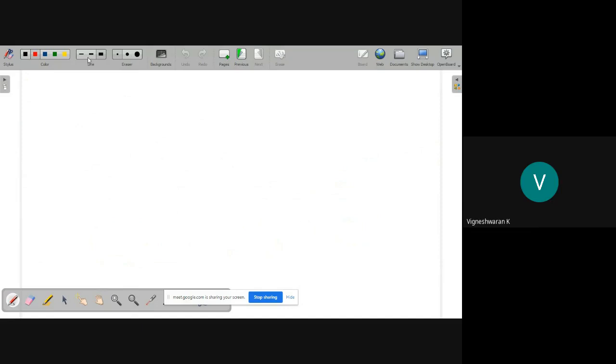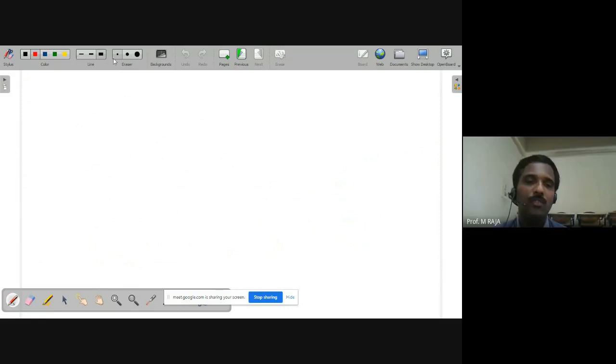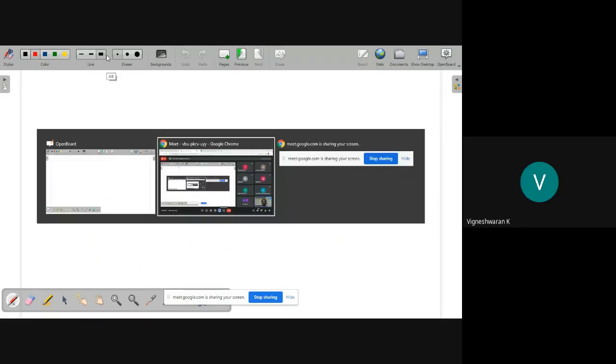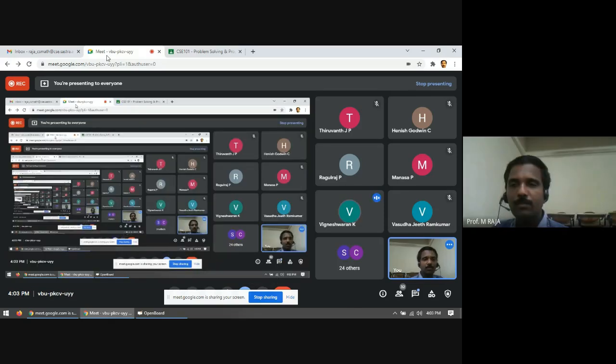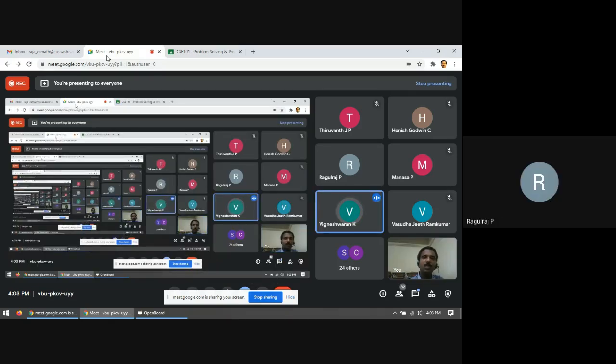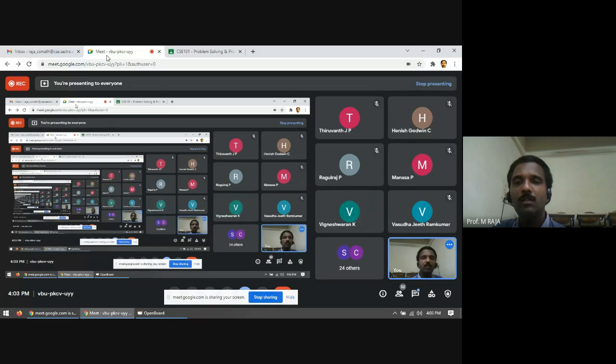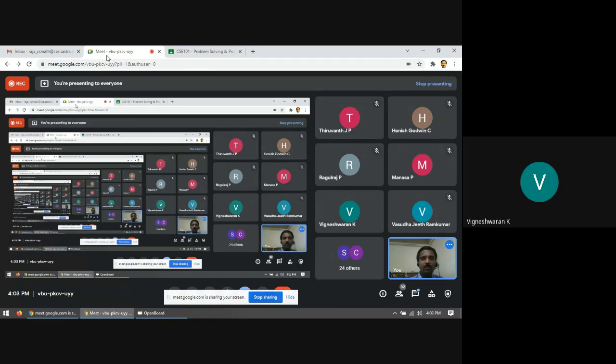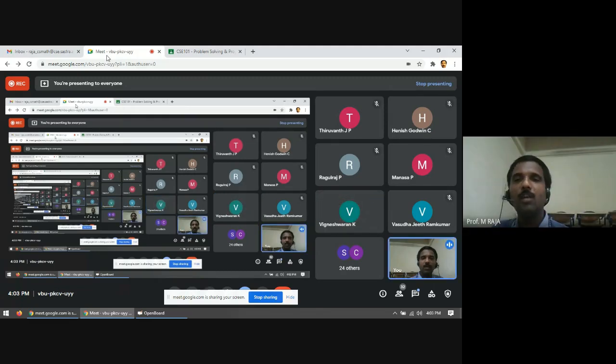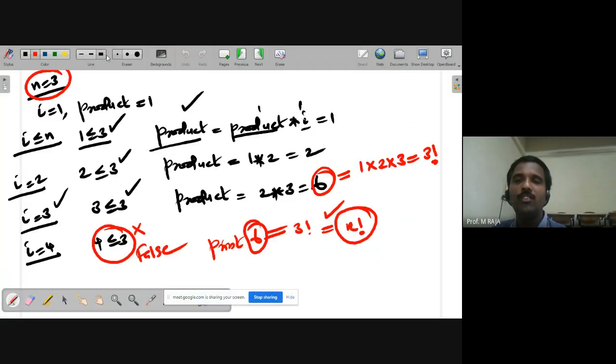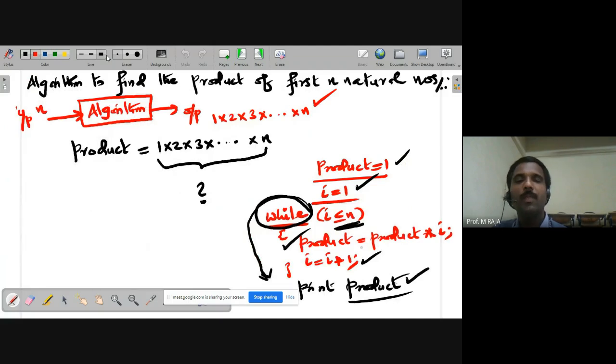Sir, any doubt? Yes, sir. Can we also use the formula we use for factorial, sir? Factorial, yeah. The formula is 1 into 2 into 3 into etc. n, right? Yes, but sir.